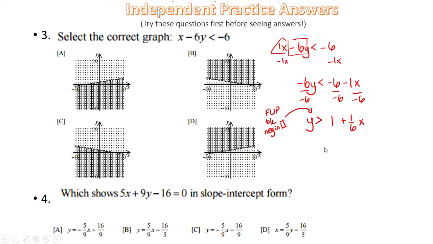So then you type this into your calculator. Oh, I guess I didn't do it. I thought I did it. All right, you type this into your calculator and know that greater than is shaded above and needs to be a dotted line.